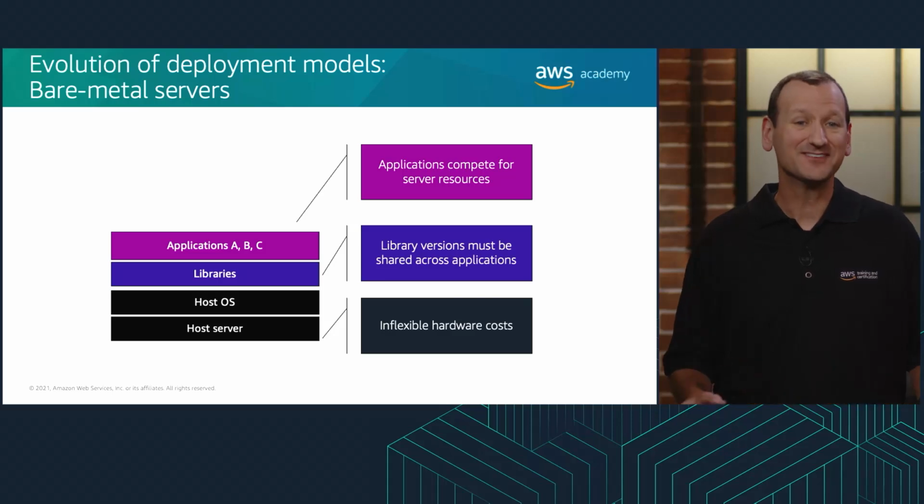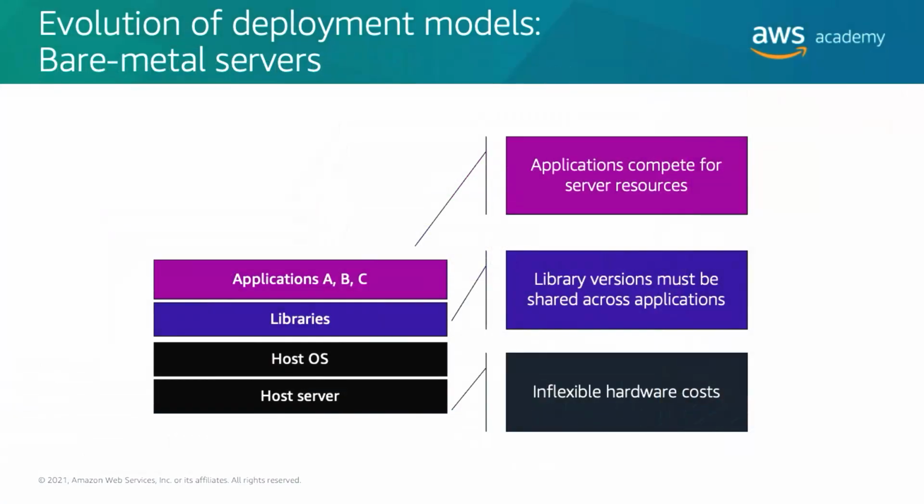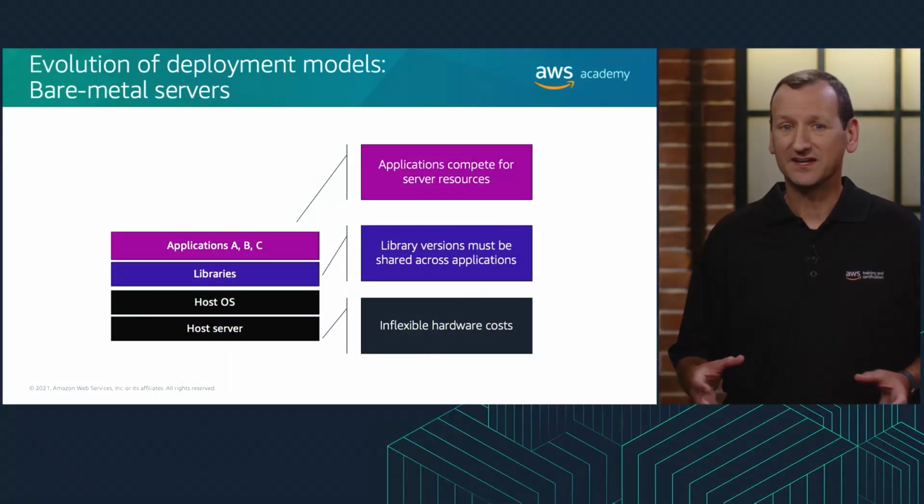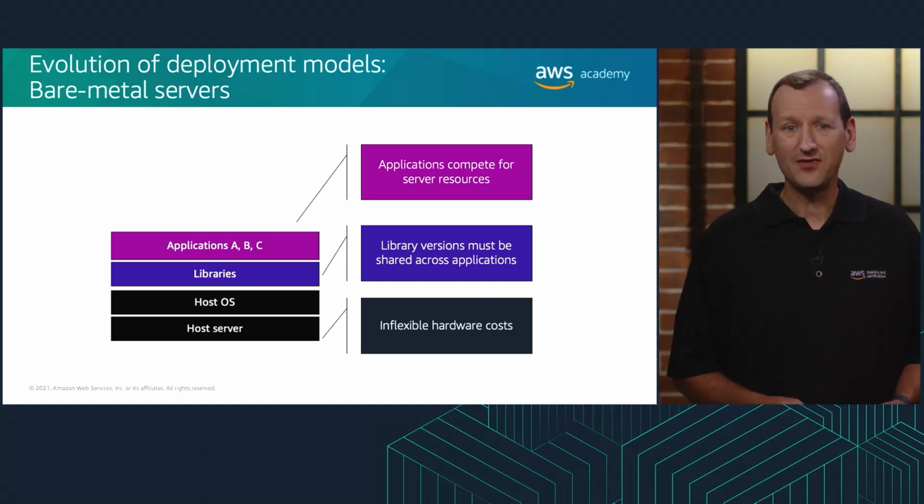This architecture was inefficient. In this model, your hardware costs are the same, whether you are running at 0% utilization or 100% utilization. All of your applications must compete for the same resources, and you must keep library versions in sync with all your applications. If one application requires an updated library version that's incompatible with other applications running on that host, then you run into problems. These shortcomings led to the use of a virtualization platform over the host OS.